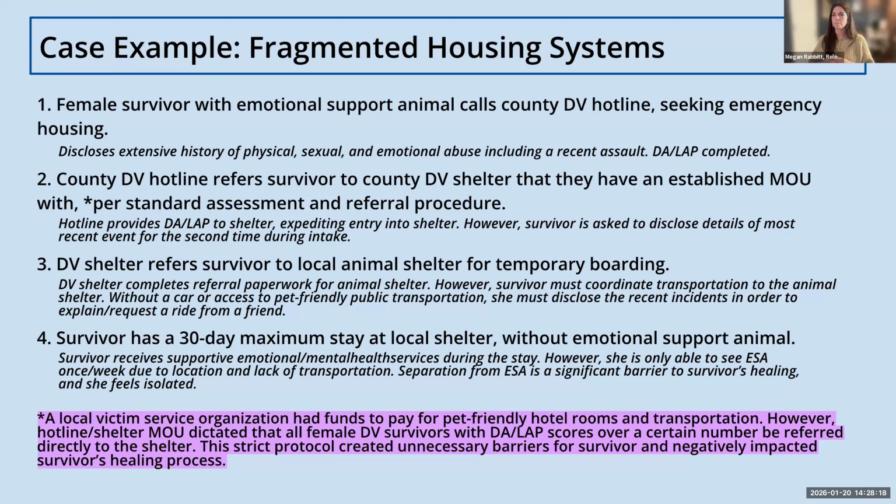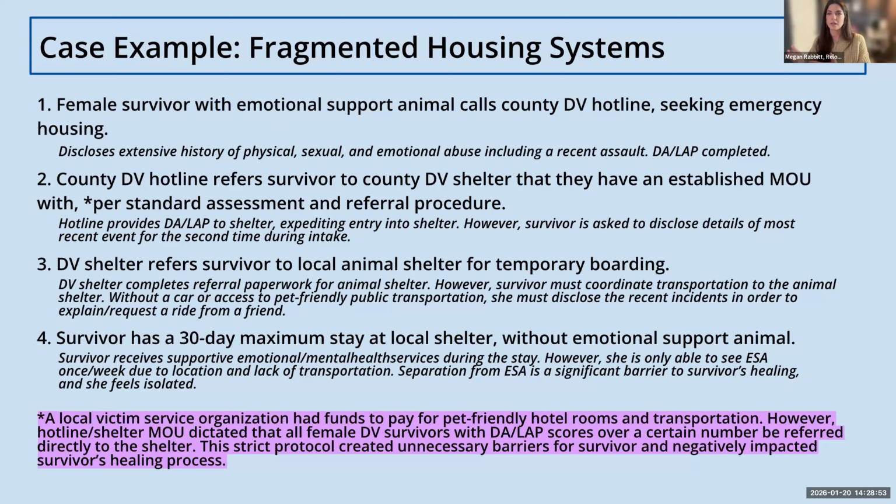A local victim service organization had funds to pay for a pet-friendly hotel room and transportation. However, the hotline shelter MOU dictated that all female DV survivors with danger assessment or lethality assessment scores over a certain number be referred directly to the shelter. This strict protocol created unnecessary barriers for the survivor and negatively impacted their healing process. So again, just to reiterate, even the best intentioned processes can place someone's healing journey at risk.